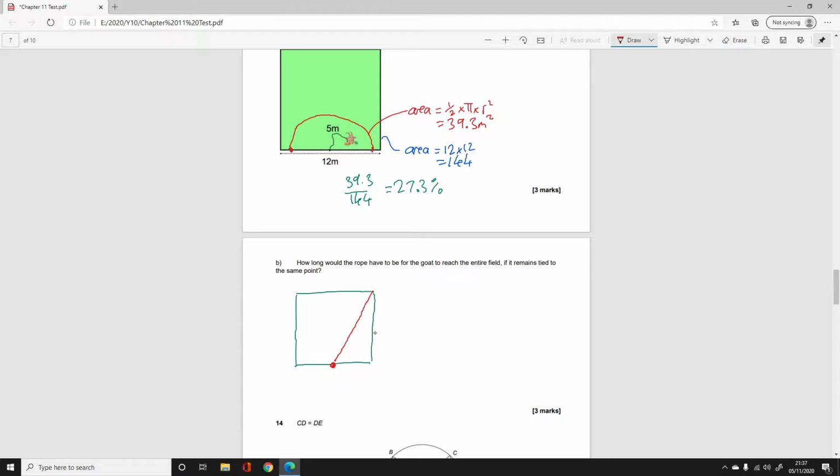However, the way this question is intended to be done is with Pythagoras. We know this distance is 6, we know this distance is 12, and we know that x is the furthest away point from where the goat is. So x squared is 12 squared, add 6 squared, which is 180. And so we could square root that to get what x actually is, which is going to be 13.4 meters that the rope has to be for him to reach the entire field. If you've come up with a scale model version of getting something in that ballpark, I'll give you the marks.